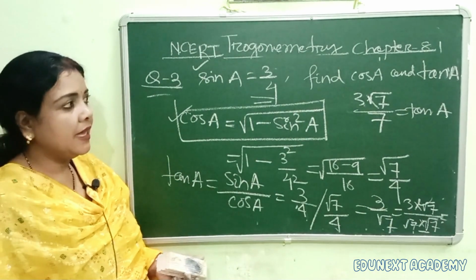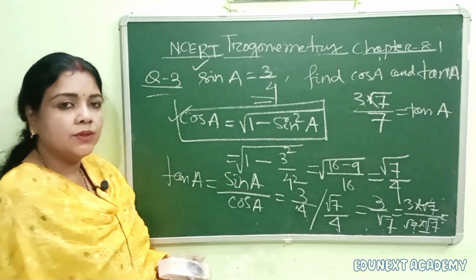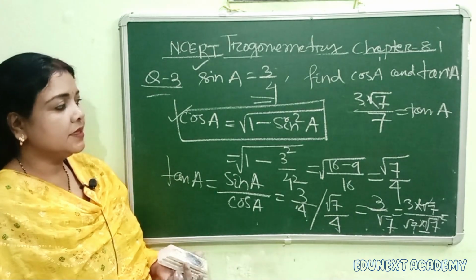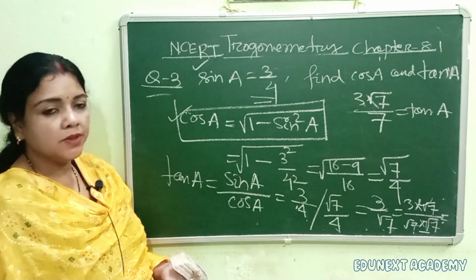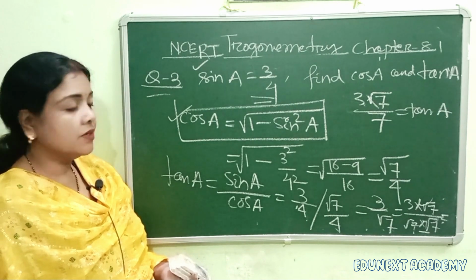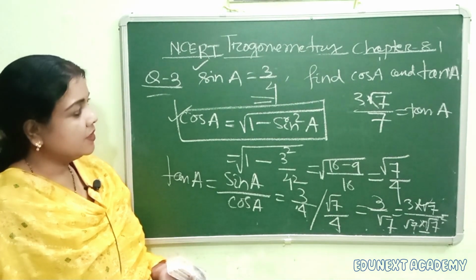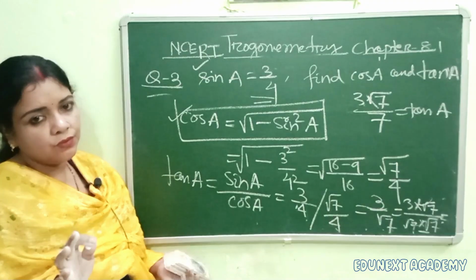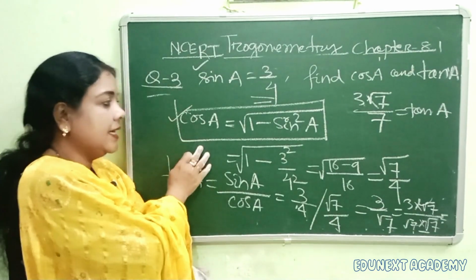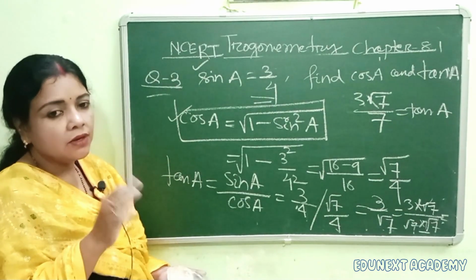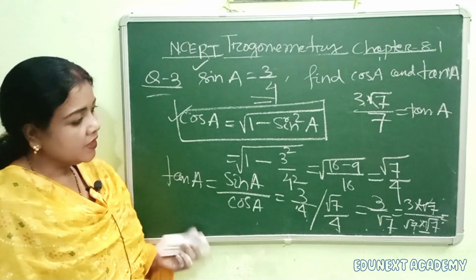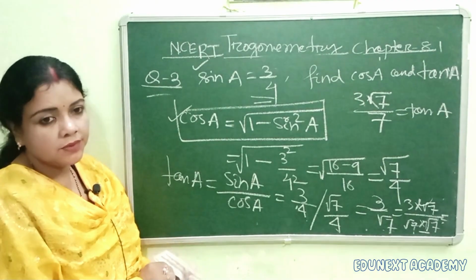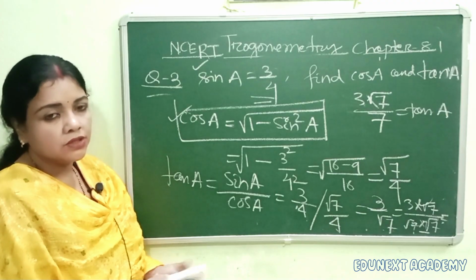Okay, if the angle is given and you have to use the formula, cos A is equal to the square root of 1 minus sin square A. If cos A is given, the same thing applies: sin A is equal to the square root of 1 minus cos square A. In this way, you need to solve all of your book questions.